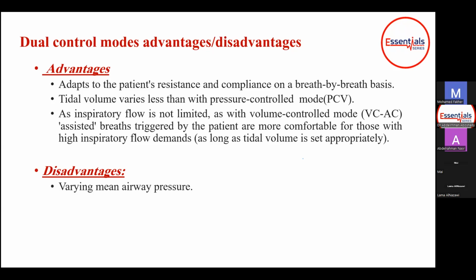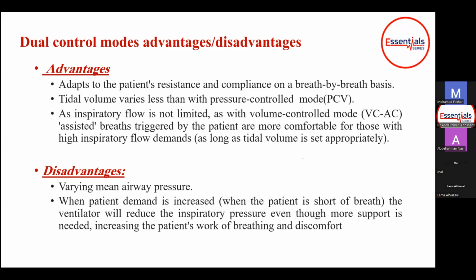But there are some disadvantages of the dual control modes, like the variation in the mean airway pressure. If the patient has too much variation in his lung compliance, there will be variation in the mean airway pressure. Also, when the patient demand is too much increased, the ventilator will reduce the inspiratory pressure. It will be deceived, reducing the inspiratory pressure thinking that the patient has improved compliance, and that didn't happen. So it increases the patient's work of breathing and causes more discomfort. So sometimes it's deceiving. AutoFlow or PRVC usually results in patient-ventilator synchrony, but in patients with high efforts, sometimes there is some discomfort and distress.